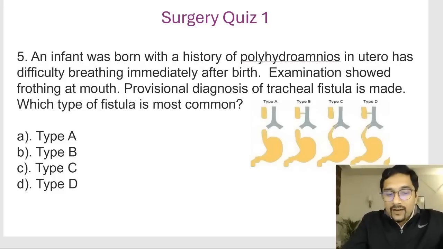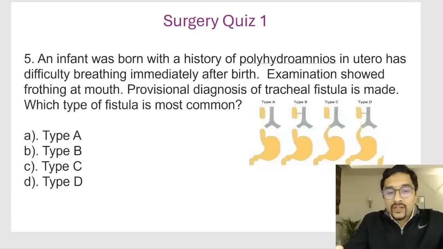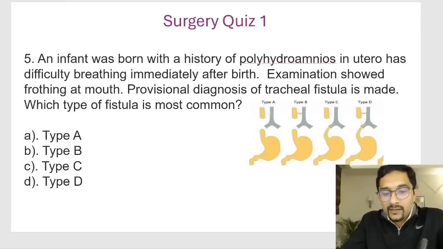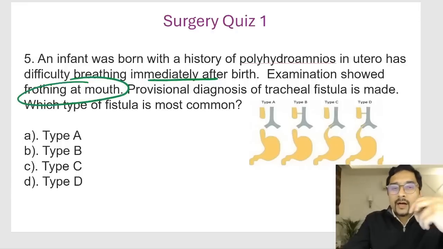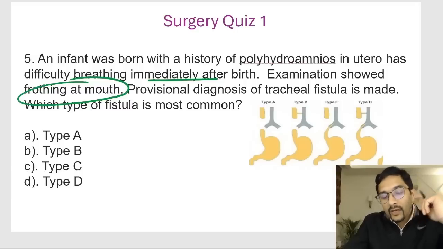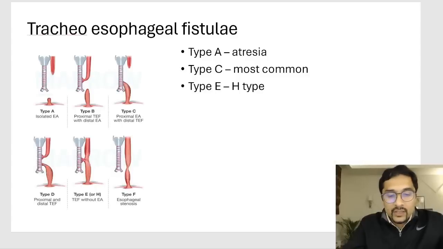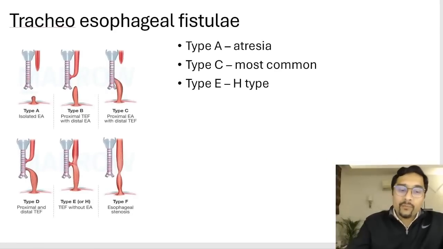Now question number 5, an infant is born with a history of polyhydramnios in utero. So the mother had polyhydramnios and the child had difficulty in breathing immediately after birth. Examination showed frothing of the mouth. A provisional diagnosis of a tracheoesophageal fistula is made. Which fistula is most common? So here we know that type C is the most common fistula, and tracheoesophageal fistulae, the mother will be having polyhydramnios.